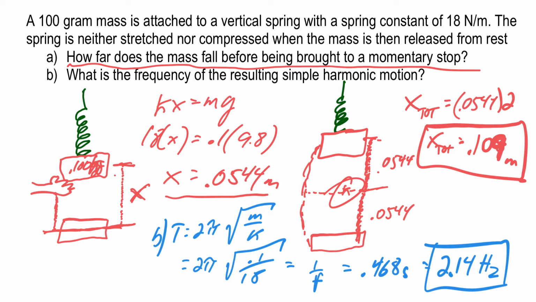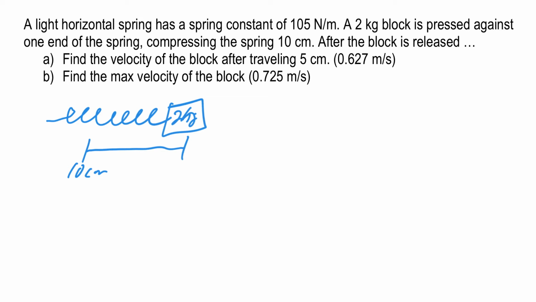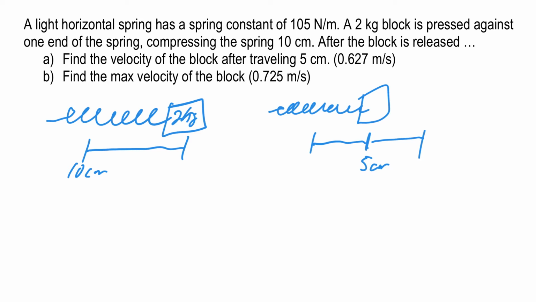All right, let's move on to the next one. We have our horizontal spring again, 2 kilograms. We are going to compress it 10 centimeters and release. When we release it, it's going to decompress by 5 centimeters. The way this is phrased, it's 10 centimeters, and it goes 5 centimeters this way. So be careful. In this case, it's 5 centimeters, the halfway point.